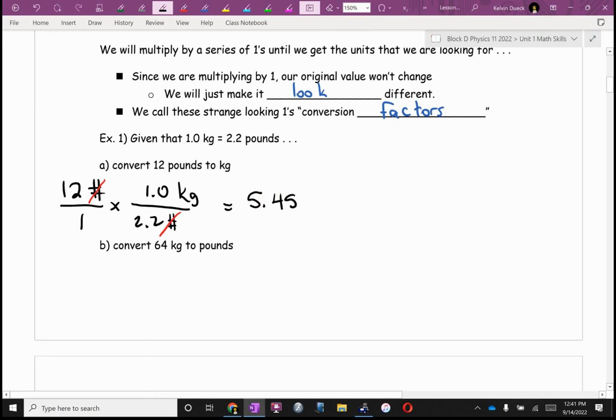If you wrote that, I would take a half mark off. I'm very fussy. Your final answer always has to have units. What are my final units here? Kilograms.